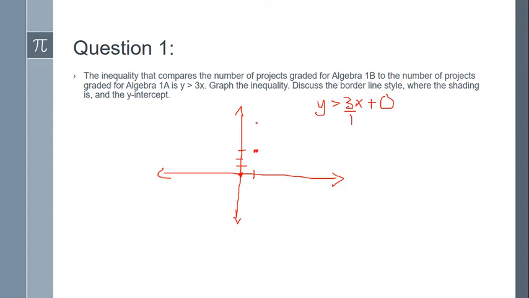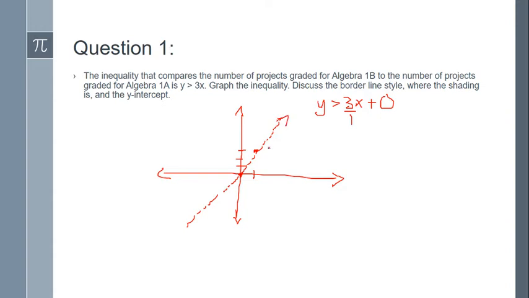I could keep doing that, but really 2 points is all I need to graph the equation of a line. In this case, because we have a greater than, a strict inequality, we get a borderline that's dashed. So I'm going to do the best I can here on the screen, drawing my dashed line with the slope of 3.